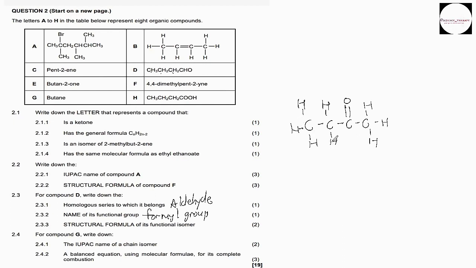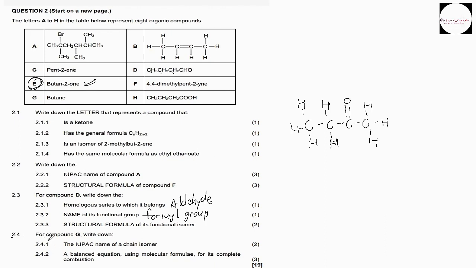So just like that, now we have our structural formula, which even if you were to look at this one, it is actually E. The functional isomer of D is actually E. So this is more like you were drawing the structural formula for E.